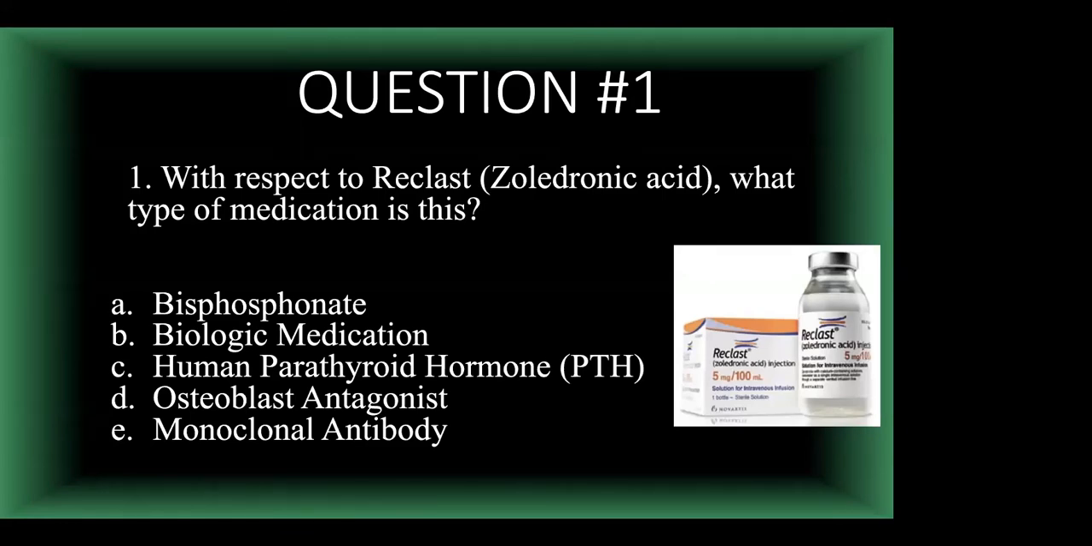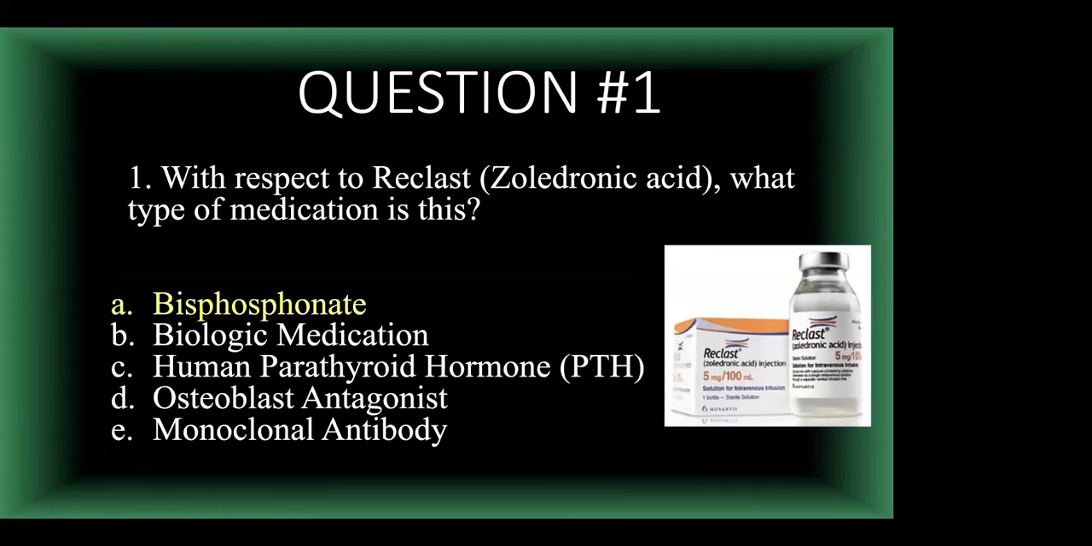Okay, excellent. We got almost 90% picked bisphosphonate, which it is. So if we look at the answer here, Reclast is a bisphosphonate. It's an IV bisphosphonate. So if you're not familiar with this, you're probably familiar with the oral bisphosphonates, which are like Fosamax, Boniva. But Reclast, in the past, which is Zometa, was used for multiple myeloma patients, also metastatic cancer patients. However, now they are using it for osteoporosis patients.